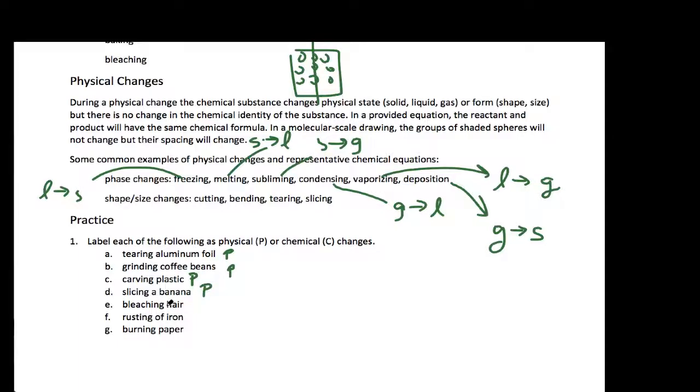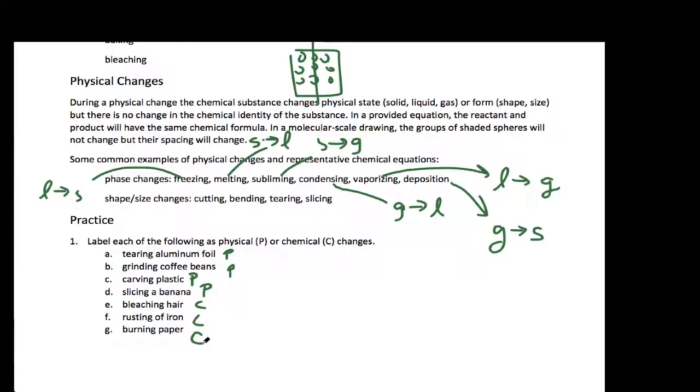When you bleach your hair, you're changing the color of it. And to change the color, you're changing chemicals. Different chemicals have different colors. So bleaching hair is going to be chemical. Rusting of iron, we talked about that one. That one is chemical because you're creating rust, which is the oxide of iron. And burning paper is kind of combustion, so this is also chemical change.